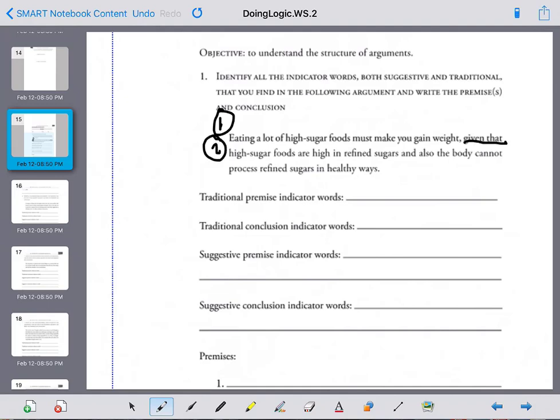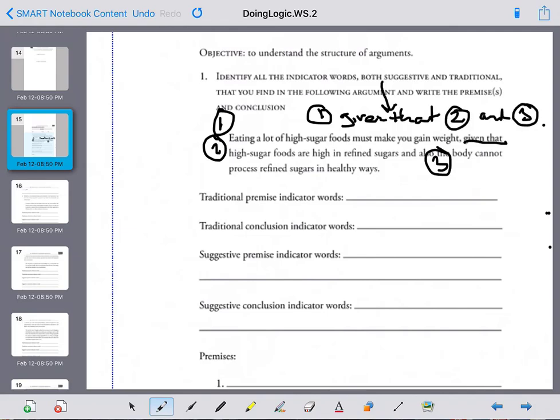Now, when I actually look at this, I'm really looking at a structure that looks like this. I'm looking at 1, and here, let me just write this out. Given that 2 and 3. What I notice here is because of the word "given that," this sets up a structure. 1 has to be the conclusion, and 2 and 3 have to be the premises. So that's really helpful because then, knowing that, I'm just going to keep that there, and I'm going to scroll down.